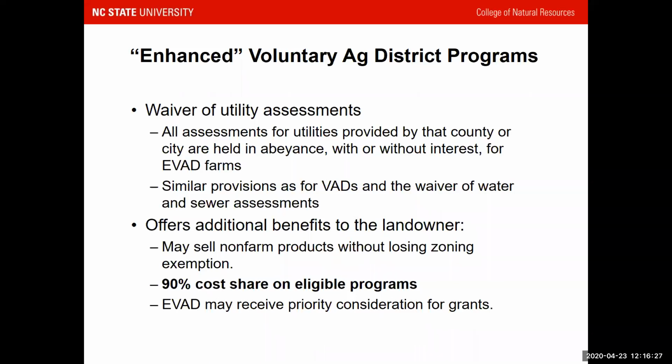EVAD, or Enhanced Voluntary Ag Districts, may receive priority too in the receipt of grants and things from the state. In addition, the enhancement allows for the sale of non-farm products without losing the zoning exemptions that go with typical ag. So farm level businesses or farmers type markets sold on the property will allow for, in addition to the products produced there on the farm, they may have other agritourism items or things not related to the farm per se.